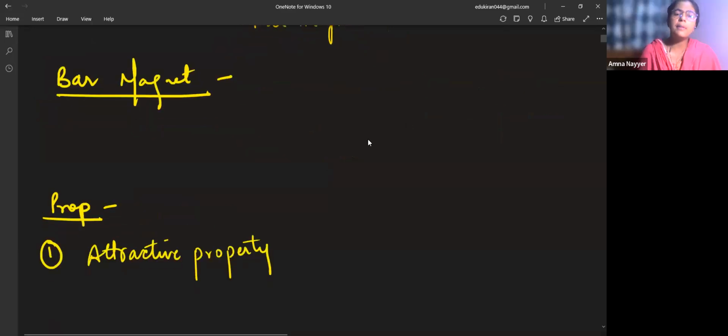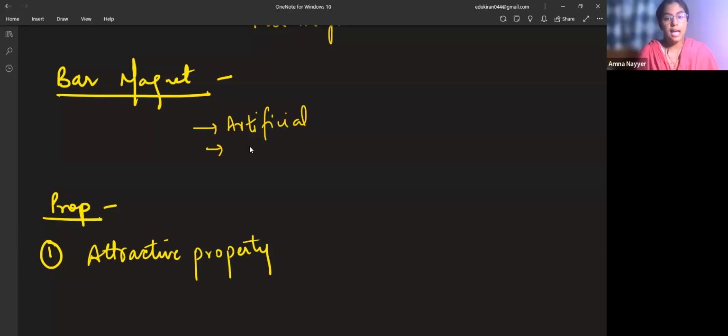Yes, bar magnet. Bar magnets can be artificial, and one more thing, they are permanent. It means they are made by man. They are not present naturally, like in the crust of the earth. But once they are made, they are permanent. Even if you have a bar magnet, it doesn't expire, right? If you keep it for a long period of time and take it out, it will still have magnetic properties. So it's artificial and permanent.